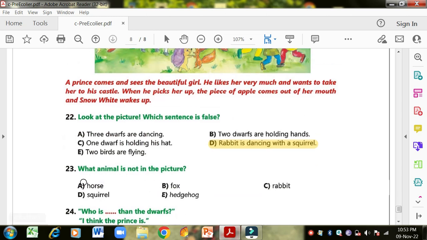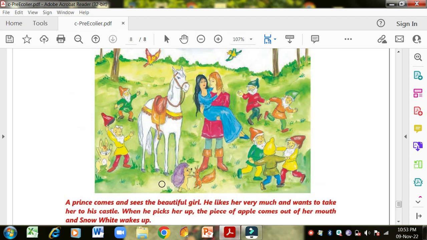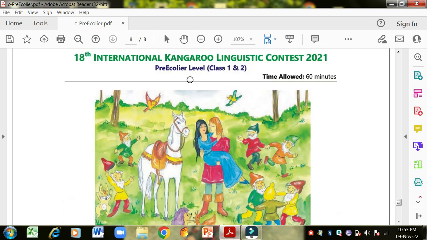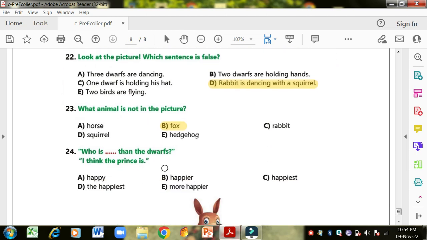Okay, now you have to see horse. You can see a horse in the picture. Yes, it is there. Fox. Yes, can you see the fox in the picture? No, fox is not there. It means that this is the correct answer, but let's see what are the other MCQs. The other options are rabbit. Yes, rabbit is there. Squirrel is there. Hedgehog is there. So fox is the correct answer, that this animal is not in the picture. Fox is not in the picture.